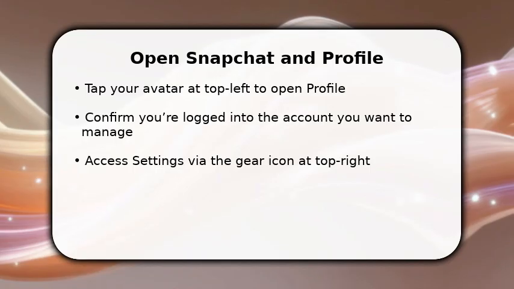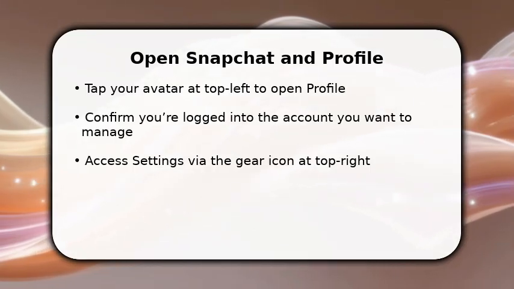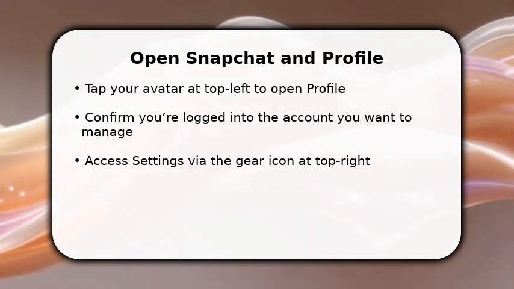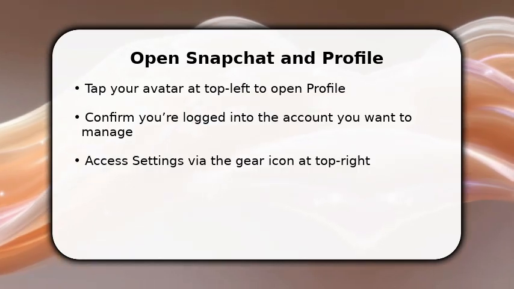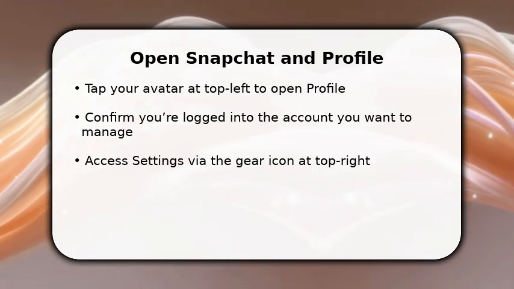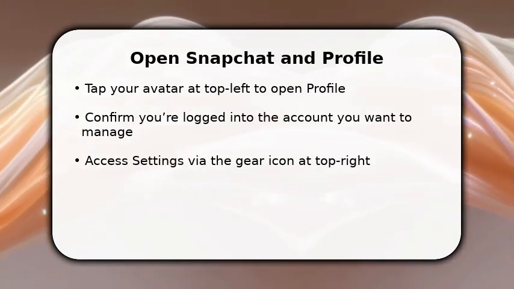Next, tap the gear icon at the top right to open settings. This step gets you to the controls that govern alerts. You need to be in settings before changing any notification toggles. Don't skip checking your account because changes won't apply to other logins.